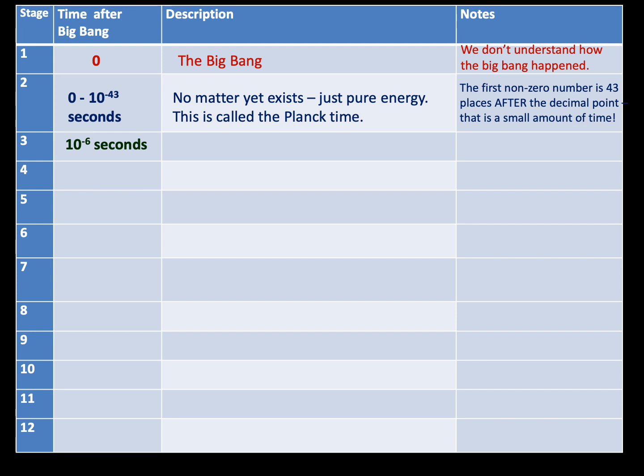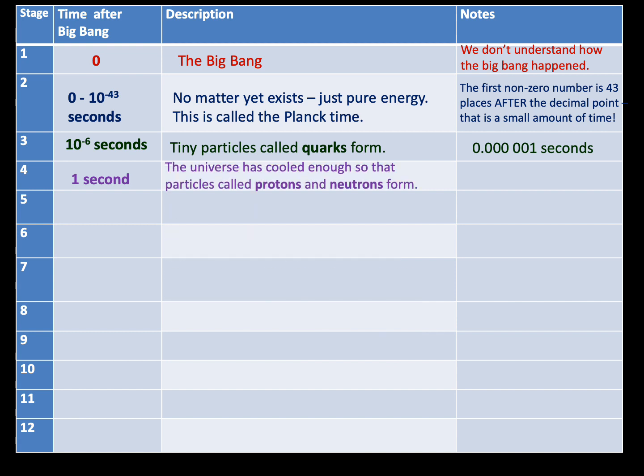After about a millionth of a second, that's 10 to the minus 6 seconds, the very first particles of matter were formed, and these are called quarks, and we'll hear more about them later on. After about a second, the universe had cooled down enough so that the first larger particles, protons and neutrons, began to form. Between 1 and 10 seconds, the cooling continued, and the universe cooled down so much that electrons began to form.